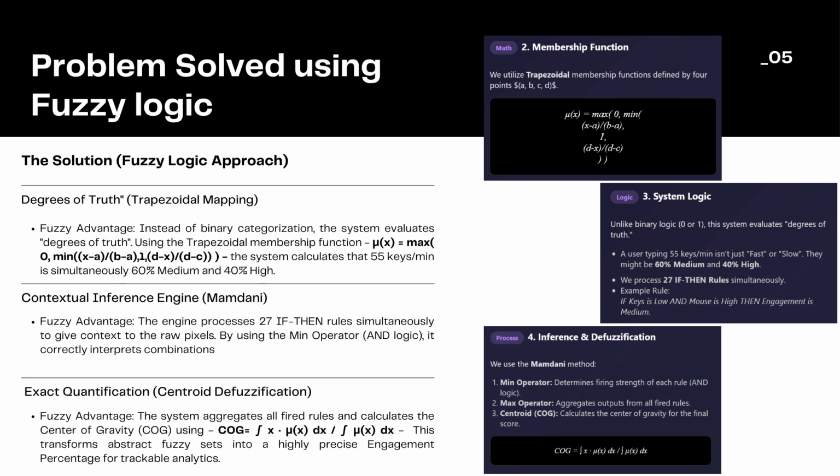And the payoff here is huge. This whole thing allows for real-time engagement detection and adaptive decision-making. It's not just counting clicks, it's truly interpreting the subtle ways we scroll, type, and move. So, in a nutshell, by mapping, processing, and then defuzzifying our raw behavior, the system gives us a much more realistic picture of human attention. Now you know how the math meets the mouse.